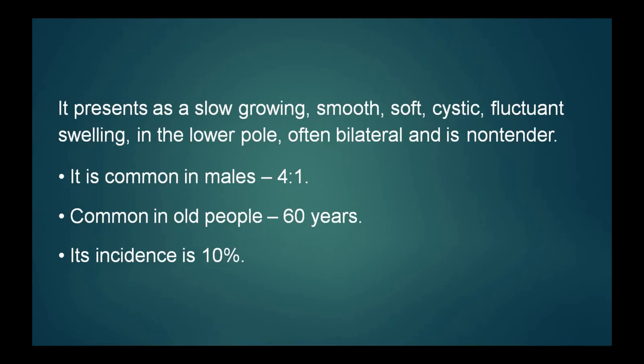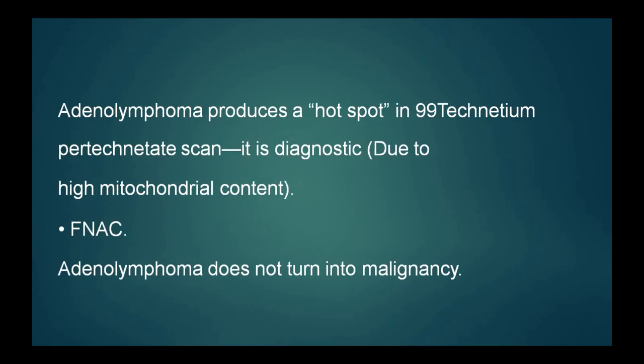It is more common in males, around a ratio of 4:1 between male and female. It is common in older people. The age of onset is 60 years and its incidence is around 10%. The characteristic feature of Warthin's tumor is that it produces a hot spot in technetium-99m pertechnetate scan. It is diagnostic due to high mitochondrial content. Then you can also diagnose it by doing an FNAC.